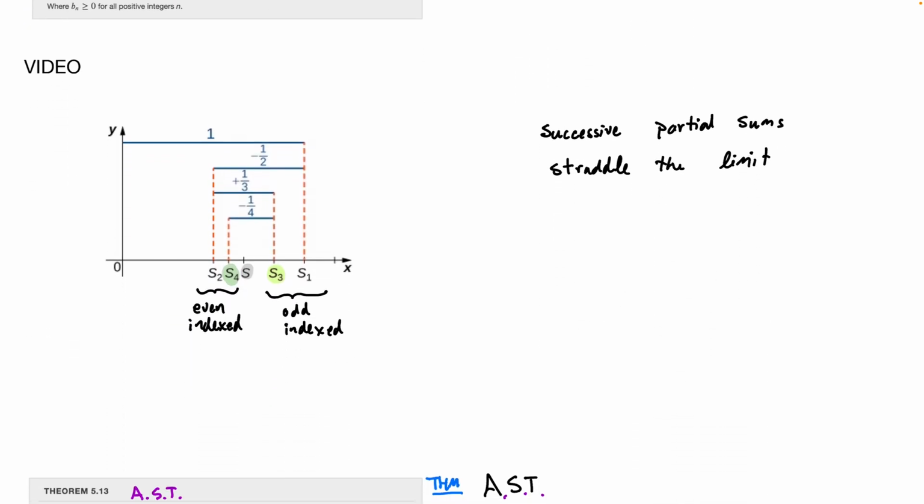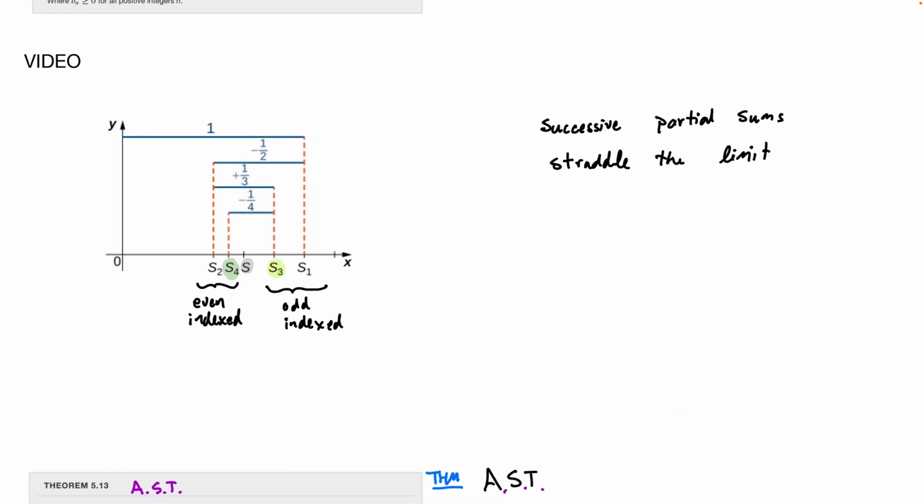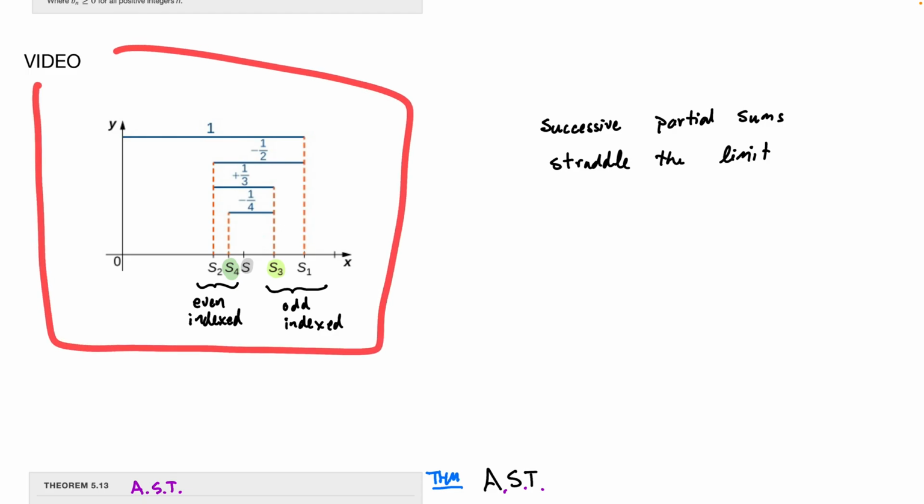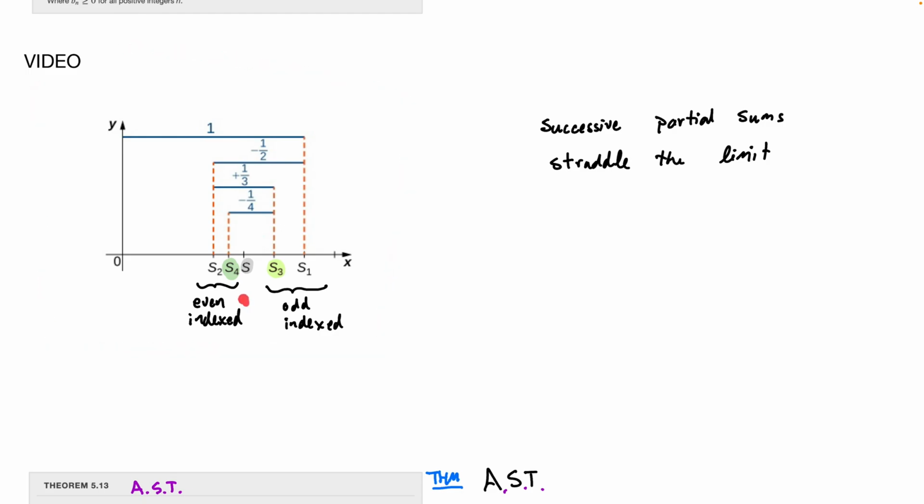If you look at the lecture video posted for this section, it will go over how even indexed partial sums will always stay to one side of a convergent alternating series. Odd indexed partial sums will always stay to the other side. So even and odd stay to one side of the limiting value, and that's going to come up later on in a future video.